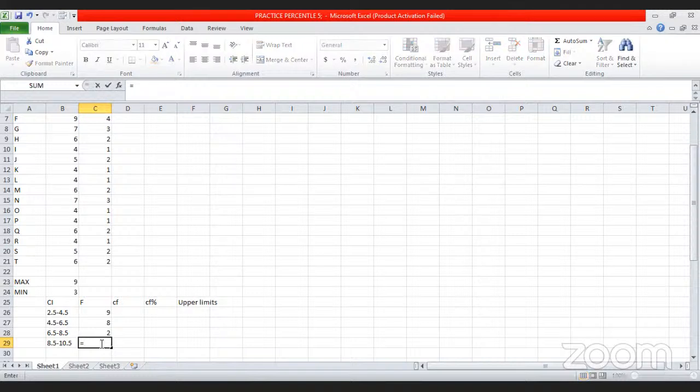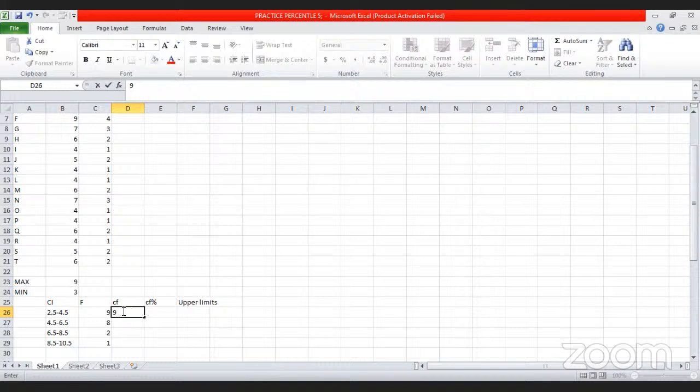Again equal to COUNTIF the range, that is C2 to C21, comma 4, bracket close, enter. So there is only 1 score within the class interval of 8.5 to 10.5. Clear up to that? Yes, ma'am. Okay.